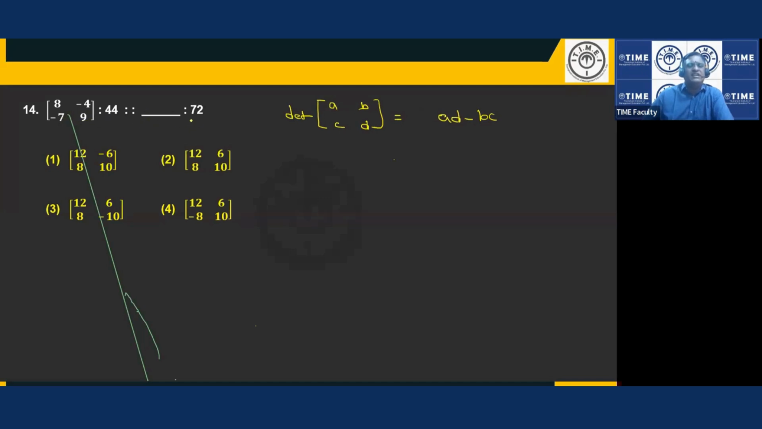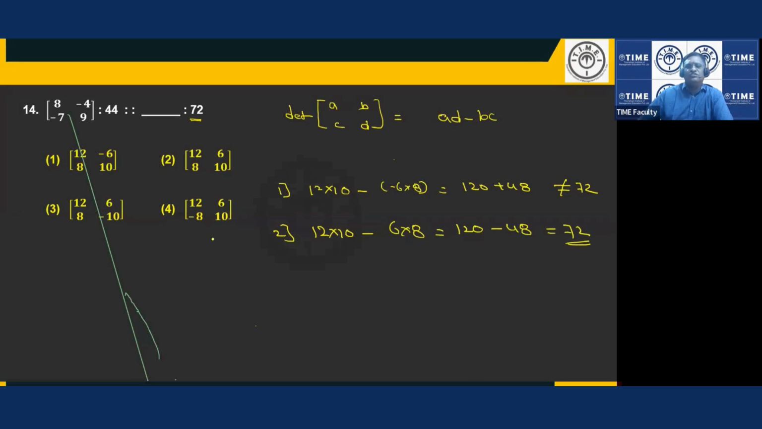Which matrix has the value 72? Okay, let us go through option number 1. 12 into 10 minus of minus 6 into 8, how much is 120 plus 48? No, it's not equal to 72. Second option, 12 into 10 minus 6 into 8. 12 into 10 is 120 minus 6 into 8 is 48. Yes, equal to 72. I got 72, then option number 2, enough, you're closed. We can check each and every option, it is better.